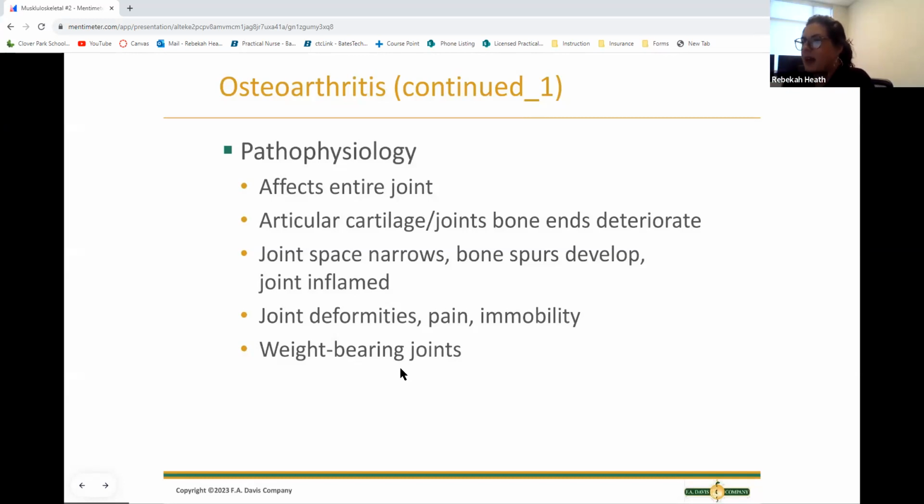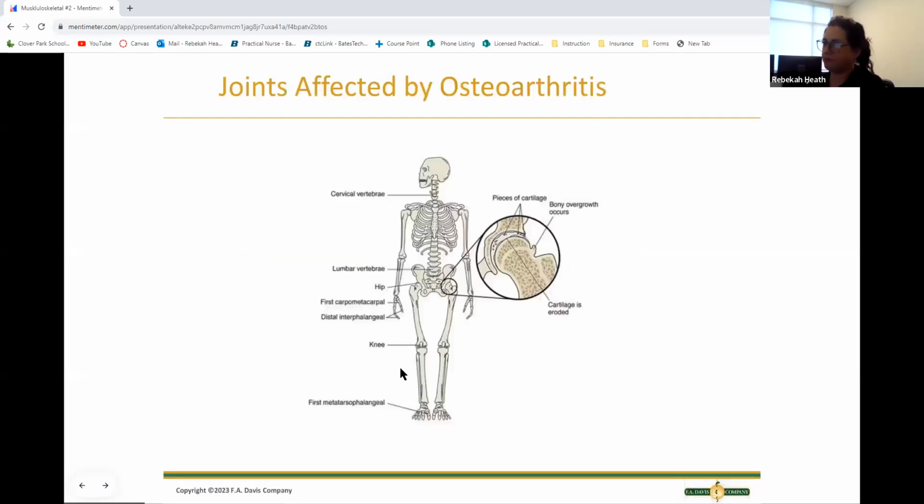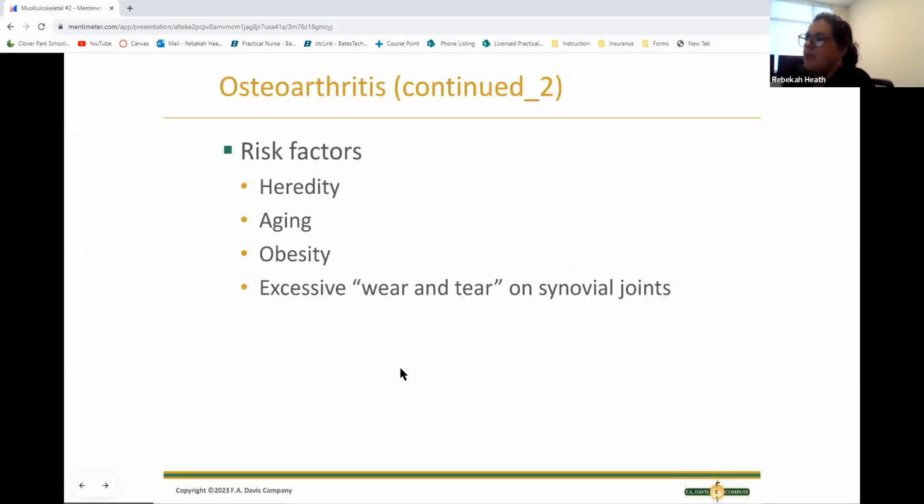The patient will experience a lot of pain. Because of that pain, they have some immobility. They're not going to move it as much. This is especially concerning when we talk about our weight-bearing joints, because then the patients aren't as mobile, which leads them to a lot more complications. So these are all the joints that are affected by osteoarthritis, or OA. Sometimes we abbreviate it. And you can see how all through our body, there are joints that are affected.